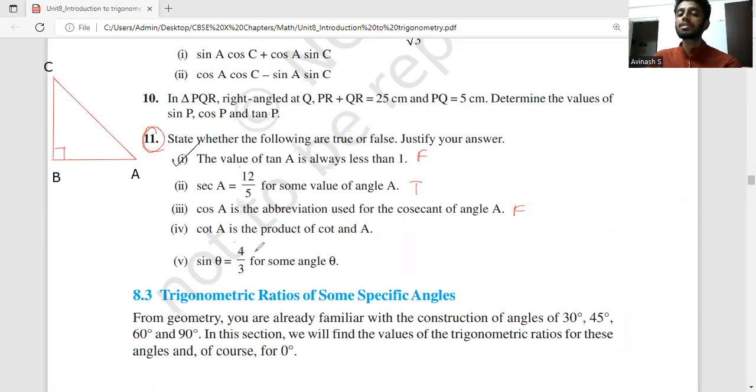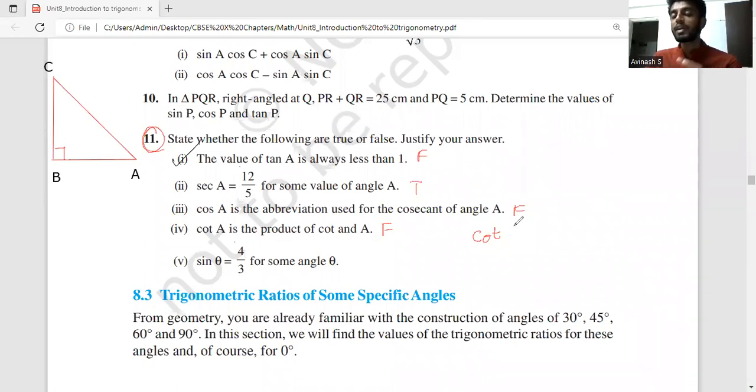And then the fourth subdivision, this is quite an interesting question. This is also false. I'll tell you why. Cot A is the product of cot and A. This can also be visualized, because cot is nothing but a function. What do I mean by function? For example, if I say a bunch of flowers, okay, and if I just say a bunch of, it doesn't have any meaning. Similarly, when I say a pile of or a herd of, it is not complete. Likewise, when I say cot, it is not complete.